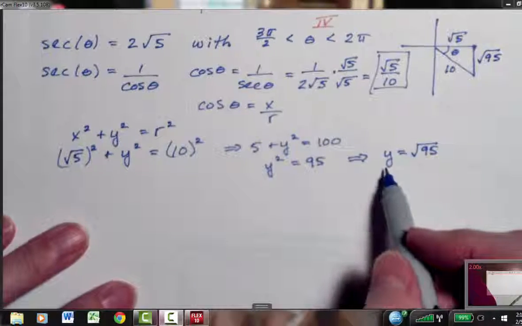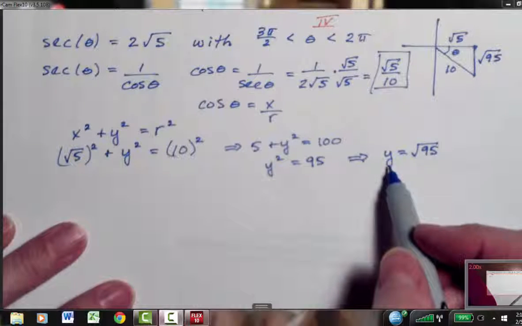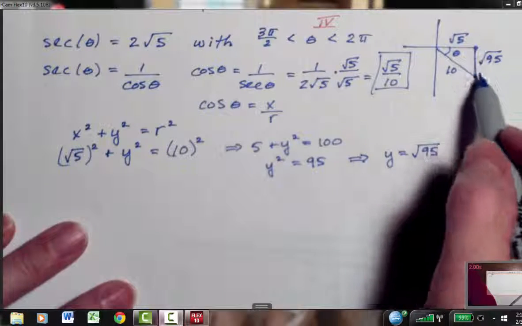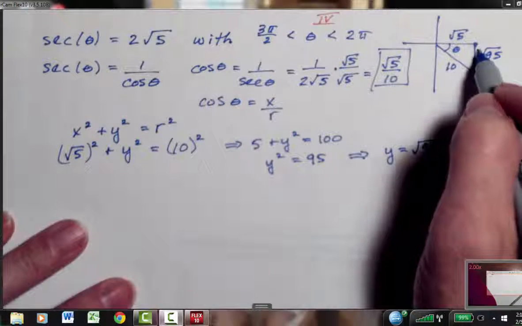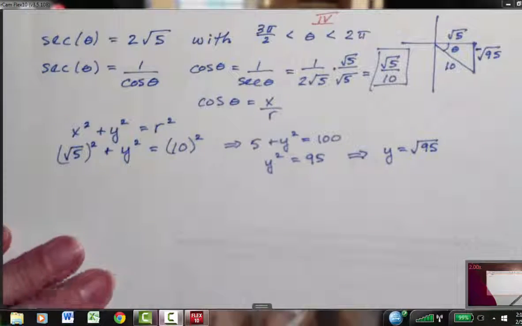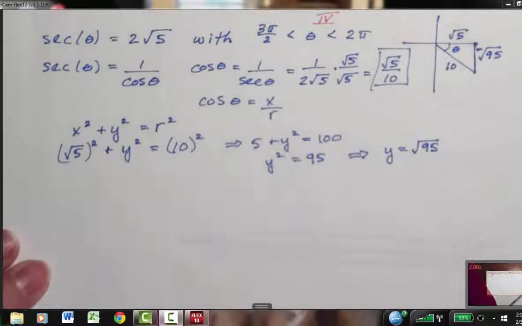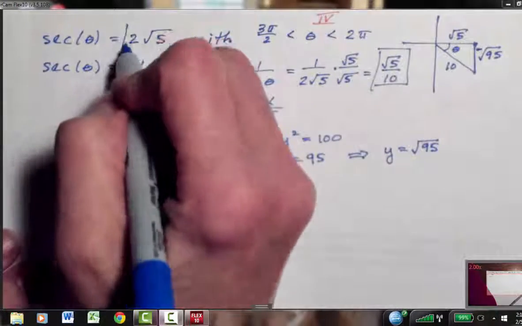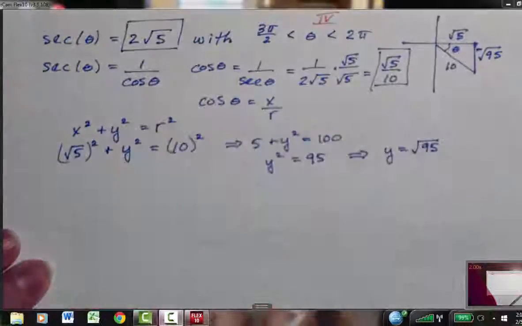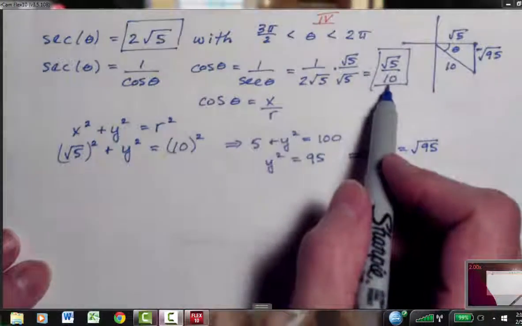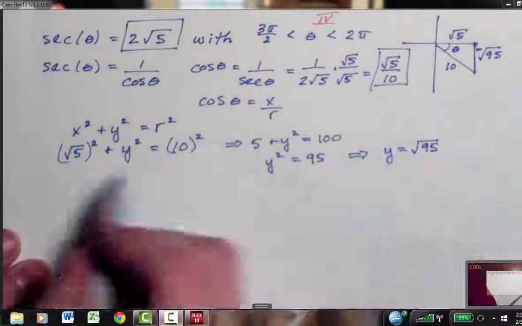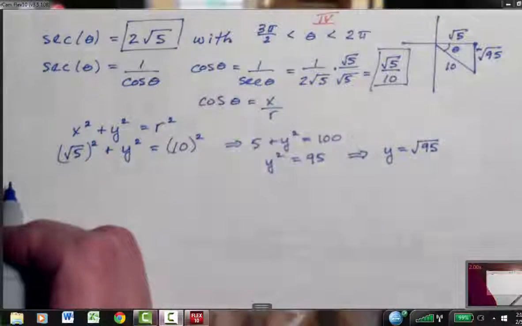And when we're solving for y and x, they can be plus or minus. So this is where it's good to draw your triangles in the correct quadrant, because we know that in the 4th quadrant, y has to be negative. So we have found, or we were given, the secant of theta. We found the cosine of theta. Now we're going to go ahead and find the other 4 trigonometric functions.